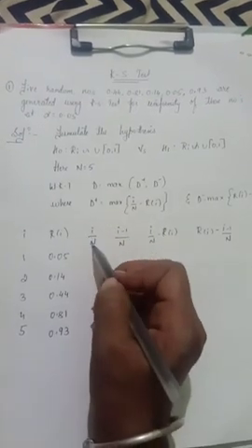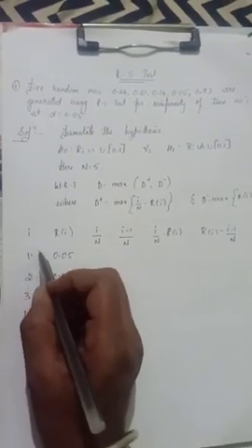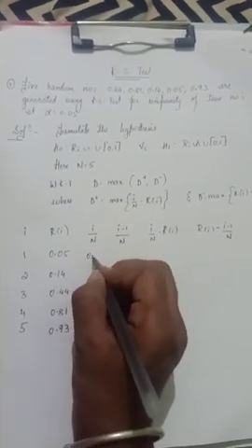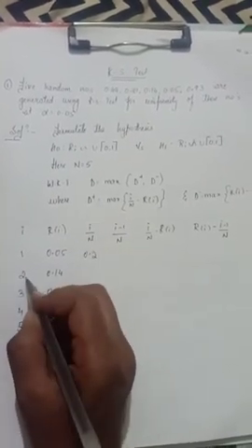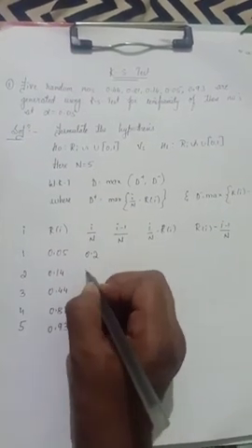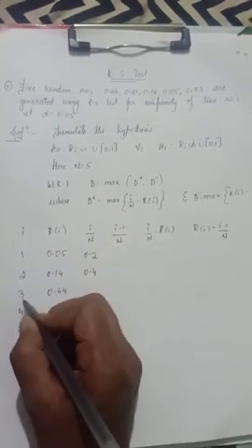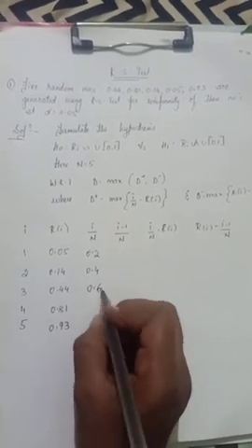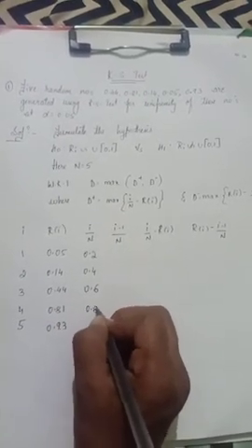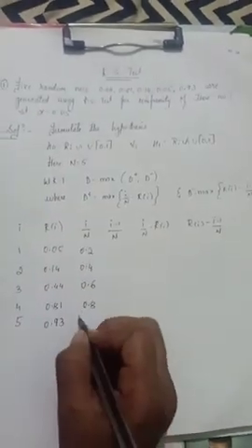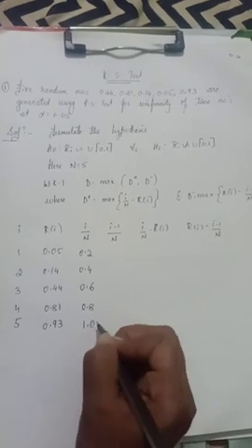Now i by n. What is the i value? 1, and the n value is 5. So 1 by 5 is 0.2. The next value, i is 2, n is 5. So 2 by 5 is 0.4. The next value, 3 by 5, is 0.6. The next value is 4 by 5, that is 0.8. The next value, i is 5 and n is 5, so it will be 1.0.